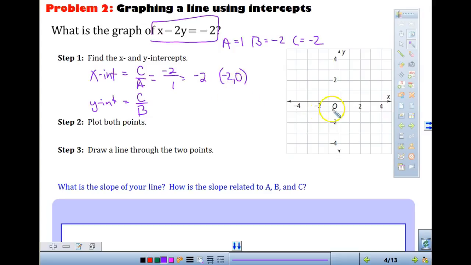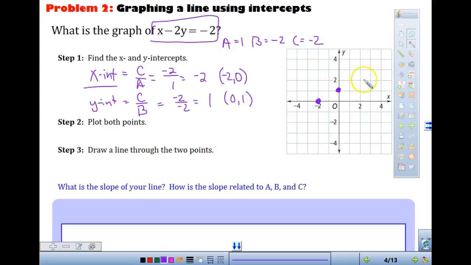-2, 0. The x-intercept must be on the x-axis. If you had put 0, -2, it's not on the x-axis, so that wouldn't make sense for the x-intercept. When we look at our y-intercept, we put in c, which is -2 divided by -2, which gives us 1. That means my y-intercept is at 0, 1. Again, it has to be on the y-axis.